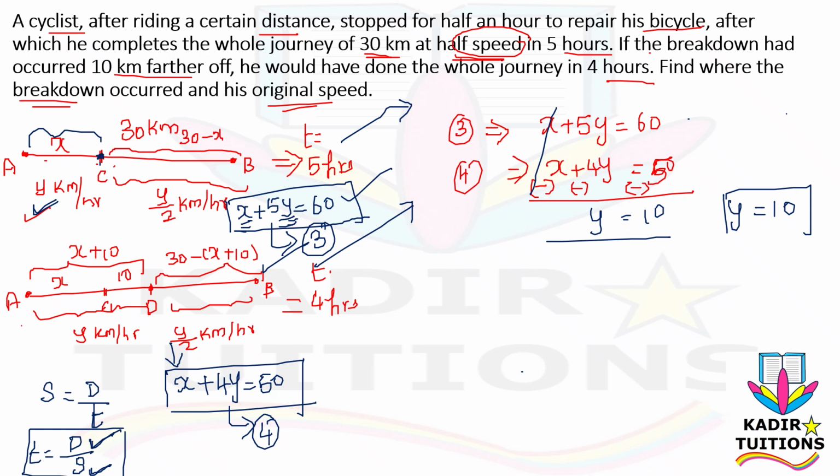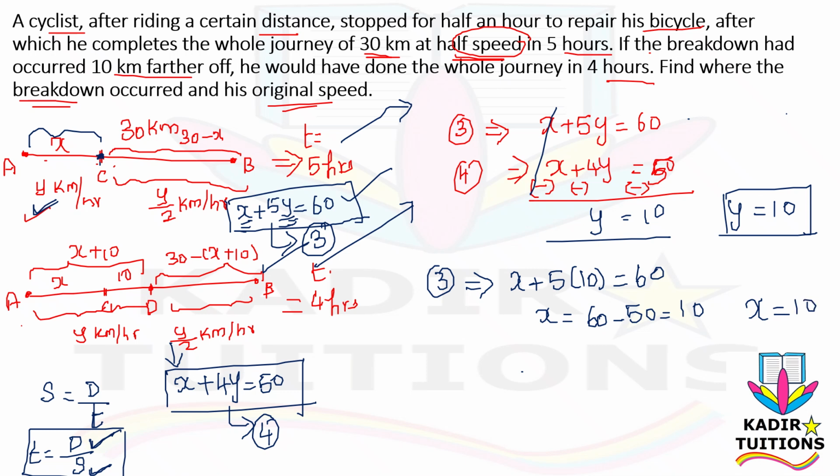So from this first we can find the x value, then we'll state the answer. So take the third equation, and in that substitute the value of y. So x plus 5 into 10 equal to 60. So x equal to 60 minus 50 equal to 10. So we got the x value as 10. Yes. So what is this x actually? After traveling x distance, the cycle has broken down, right? So what is the meaning? At the 10th kilometer, the cycle broke down.